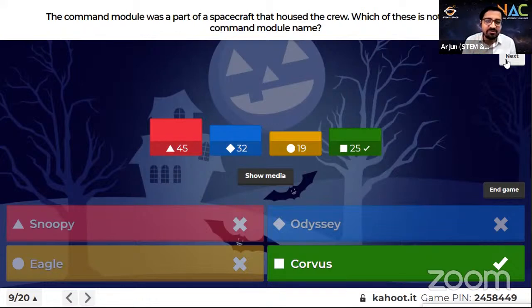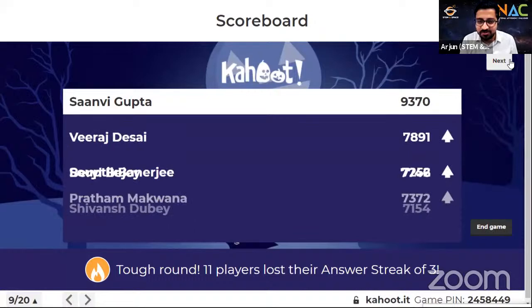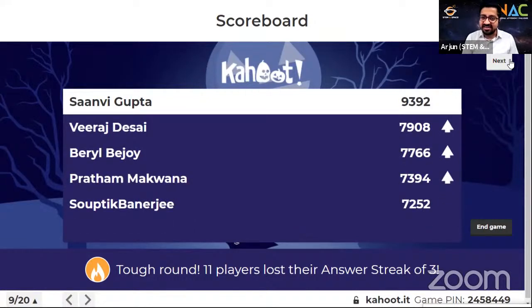So Snoopy was the name of the command module of Apollo 10. Odyssey is the name of the command module of Apollo 13, whereas Eagle was the name of command module of Apollo 11. Corvus, on the other hand, was not any of these. So yeah, with this, let's take a look at the scoreboard, and it changed again. So Sanvi is not willing to let go.